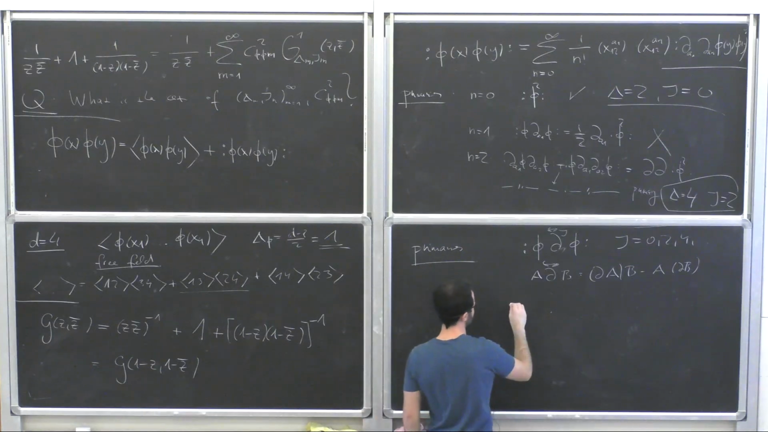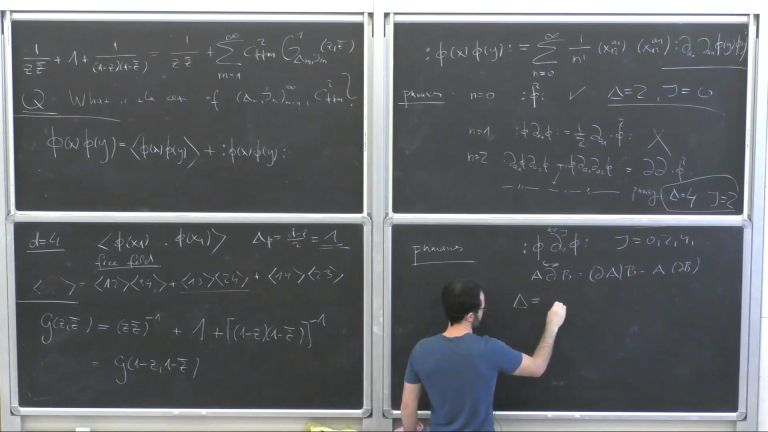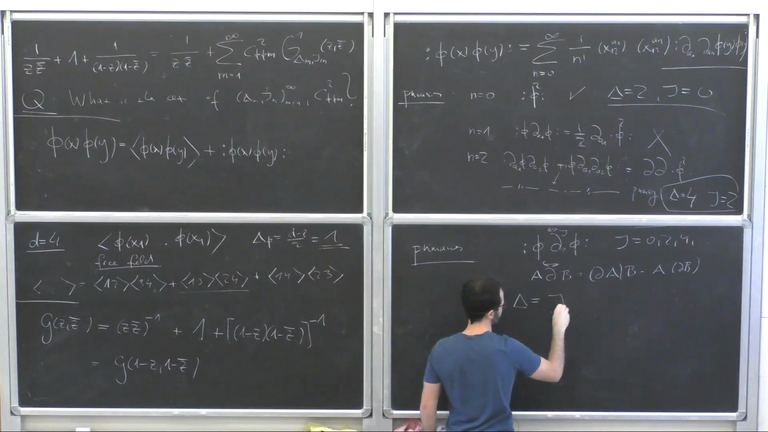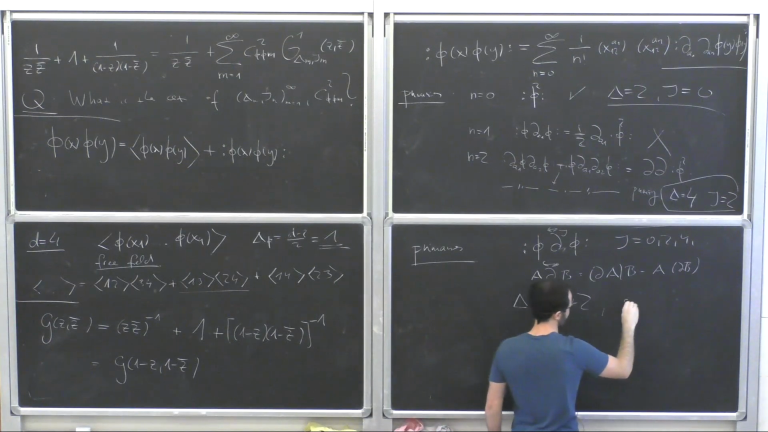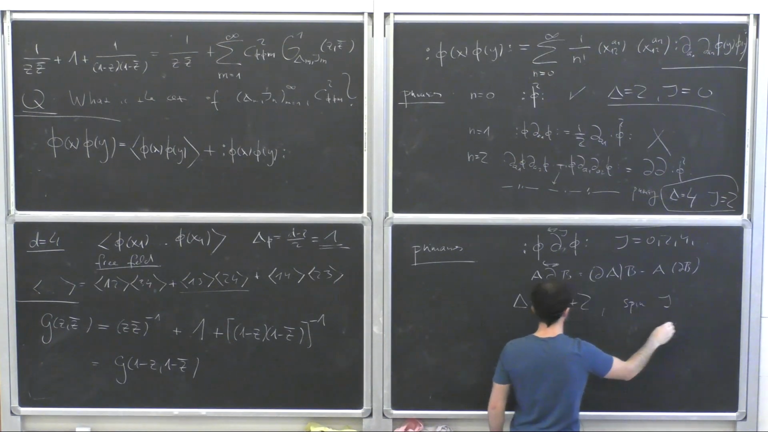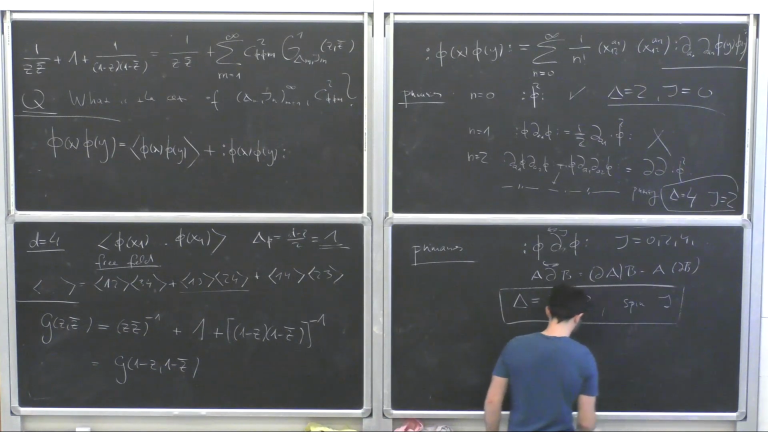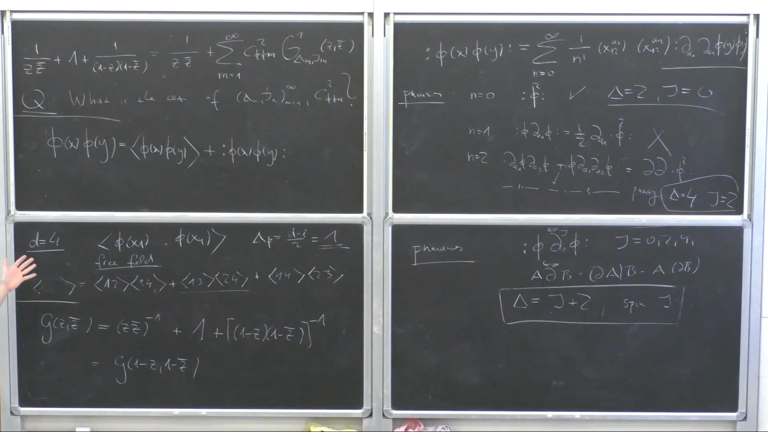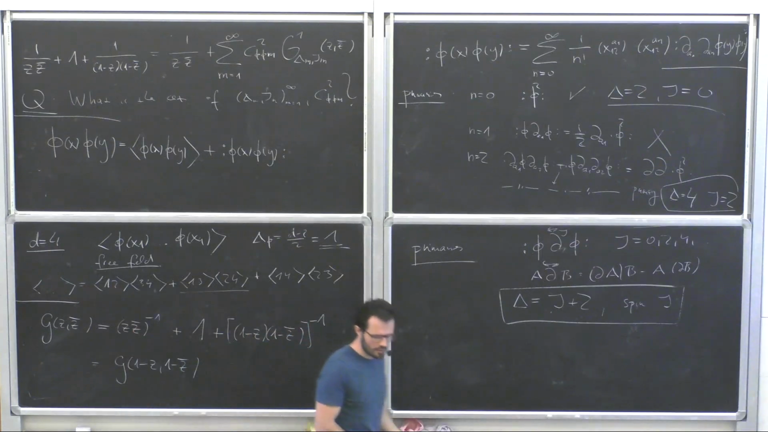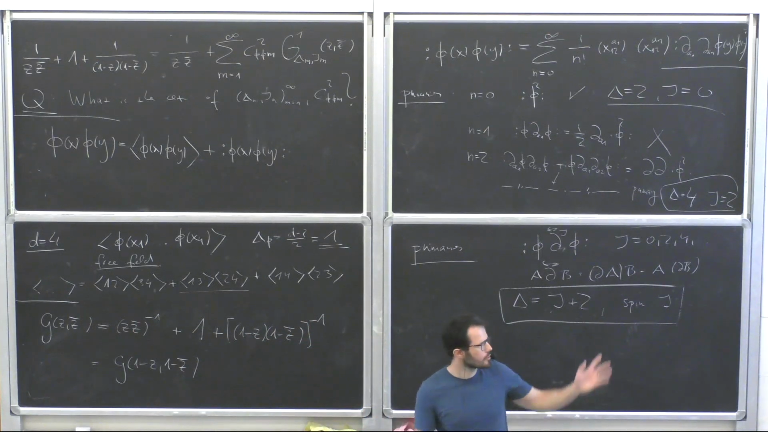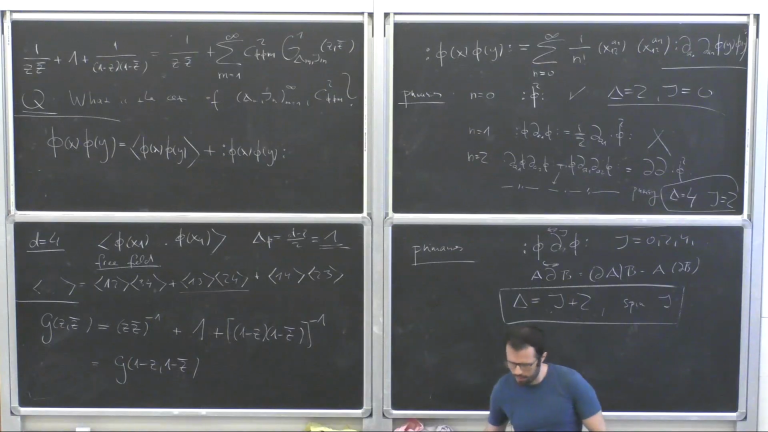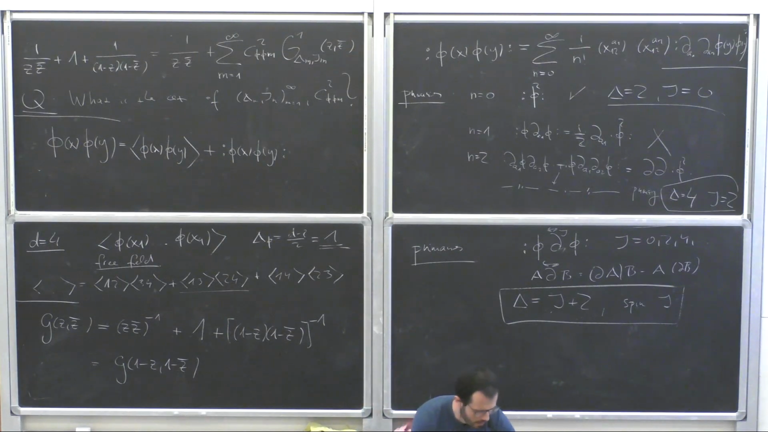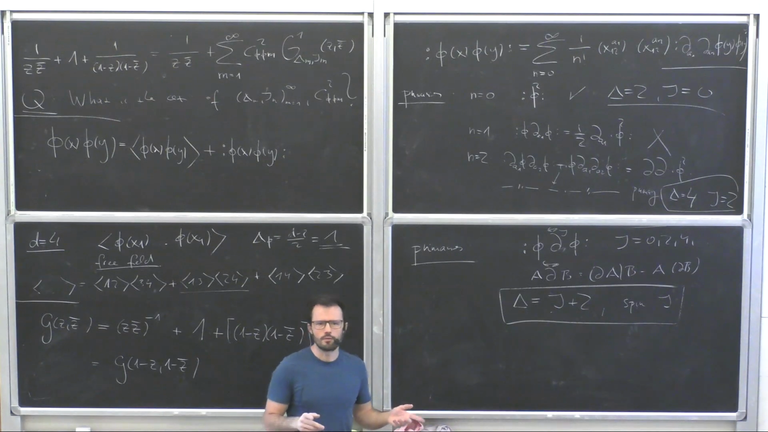And this primary has dimension 2 plus j and spin j. So there are indeed infinitely many of them. But now we should be able to check whether this is true by looking at the bootstrapping at the OPE of the 4-point function. So let me just show you quickly in Mathematica, and then we'll go for lunch. Unless, maybe before that, are there any questions about what I said?